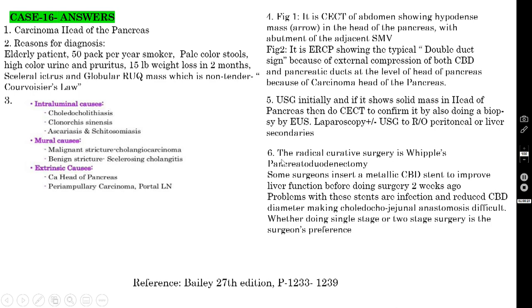So how will you manage this case? The radical curative surgery is Whipple's operation or pancreatoduodenectomy. Some surgeons insert a metallic CBD stent to improve liver function before doing surgery, 2 weeks earlier. Problems with these stents are infection and reduced CBD diameter, making choledochojejunal anastomosis very difficult. Whether doing single stage or two stage surgery is the surgeon's preference. But Whipple's operation is one of the major surgeries and prognosis is very dismal.